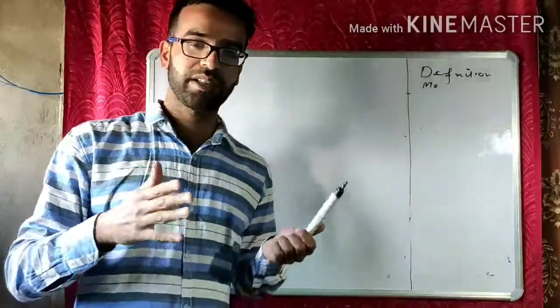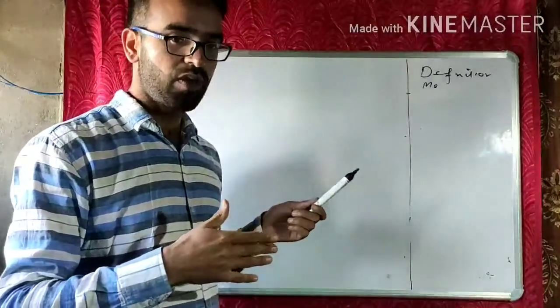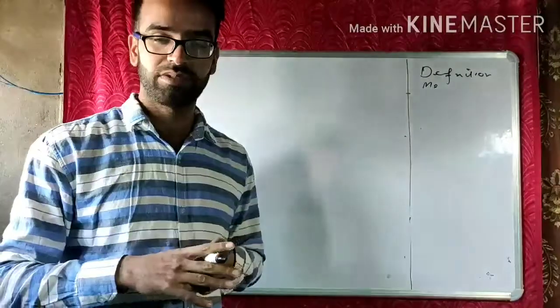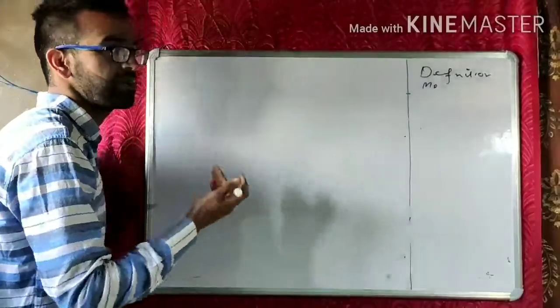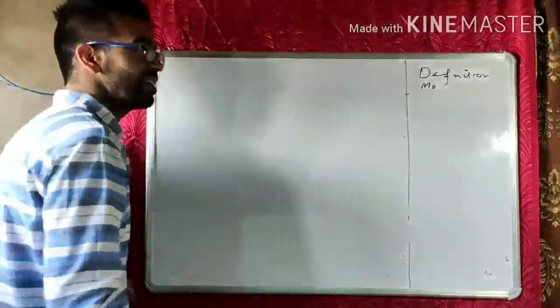Firstly, we write the number in the p upon q form, where p and q are whole numbers and q is not equal to 0. That becomes the definition of a fraction. What is its meaning?